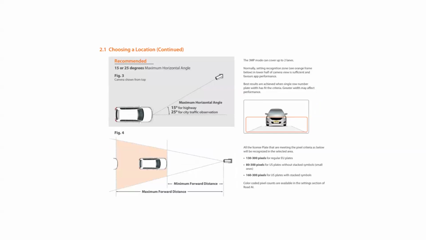We also have the maximum horizontal angle, depending on where the camera is installed and the angle that it's going to make. There's also the minimum forward distance. For US plates, we recommend between 80 and 300 pixels on target. And again, that's what that little plate overlay will help you determine.